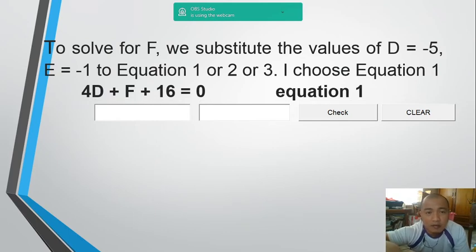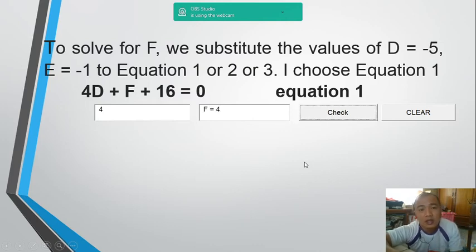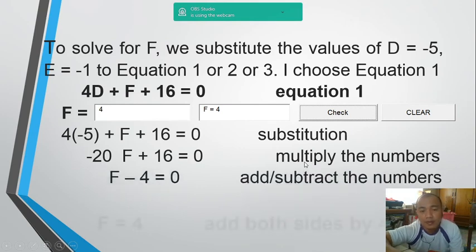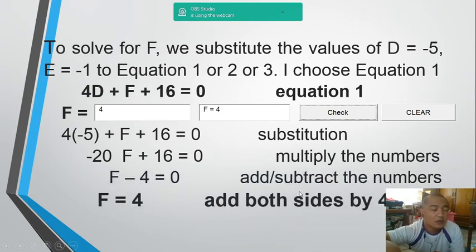So, to solve for F, we substitute the values of D equals -5, E equals -1 to equation 1, 2, or 3. Okay, I choose equation 1 again. Kasi mas madali na to, wala ng E, di ba? Okay, so substitute D by -5, 4 times -5, -20 plus 16 is -4. So, F equals 4. Let's check. Correct. So, F is equal to 4, right? Ayun. So, meron na tayong D and F.